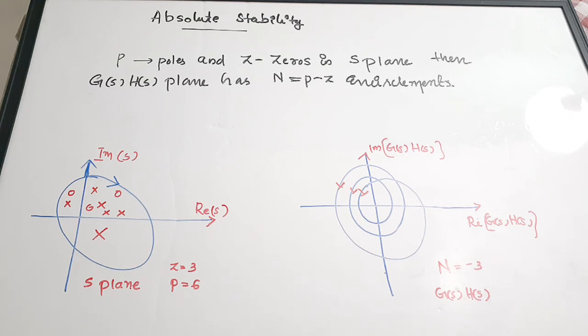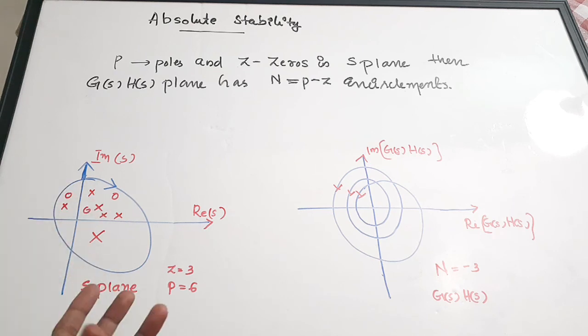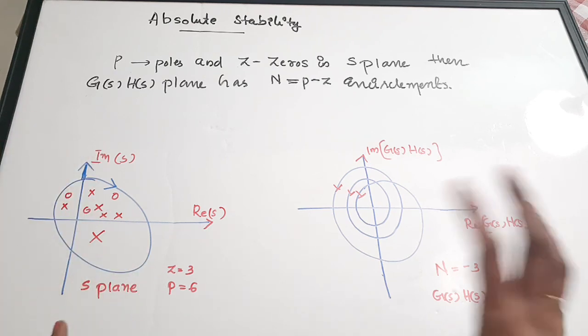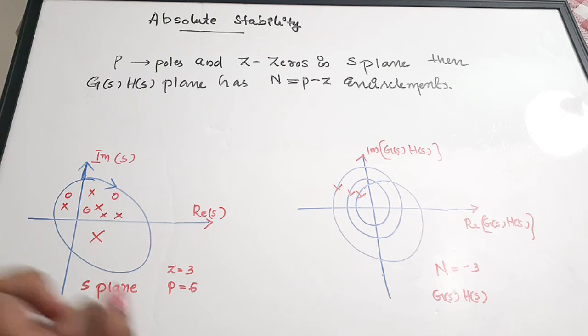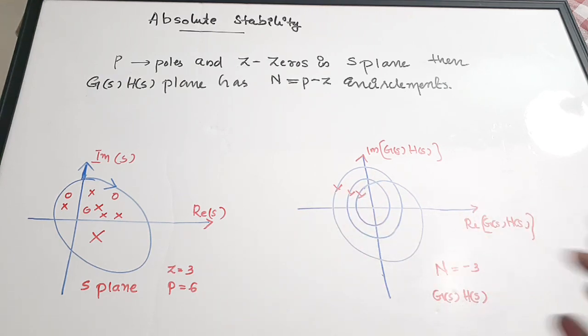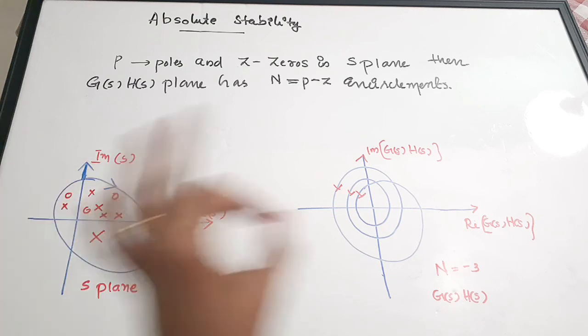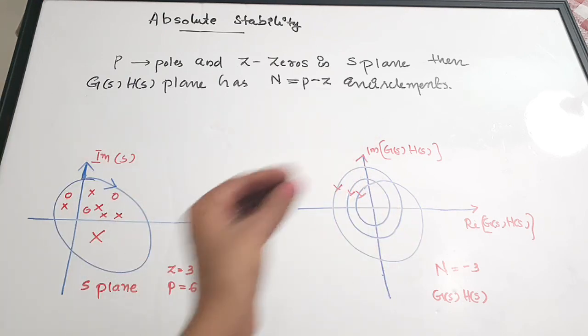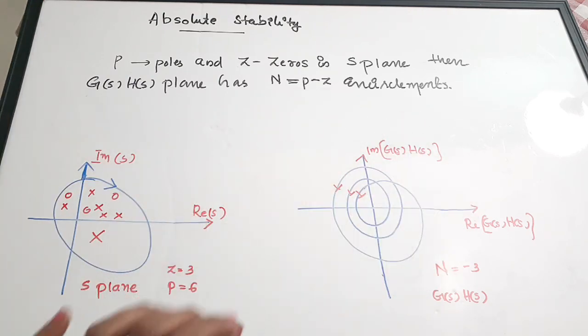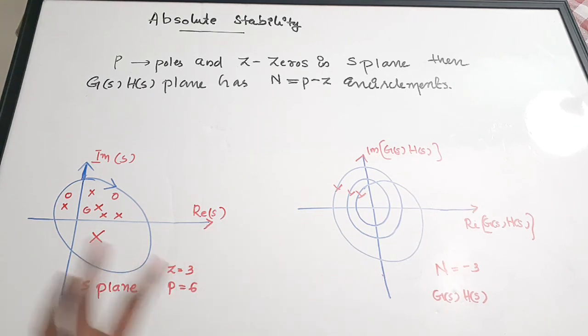For your better understanding, as I said, there are two planes, the s plane and the G(s)H(s) plane, and the reason we relate them is that in the Nyquist stability criterion, we only consider the term 1 plus G(s)H(s), and with this term, we find whether the given closed loop system is stable or not. Okay, so that's why there is a relation between the s plane and the G(s)H(s) plane. I'm going to explain with the help of a small example here.